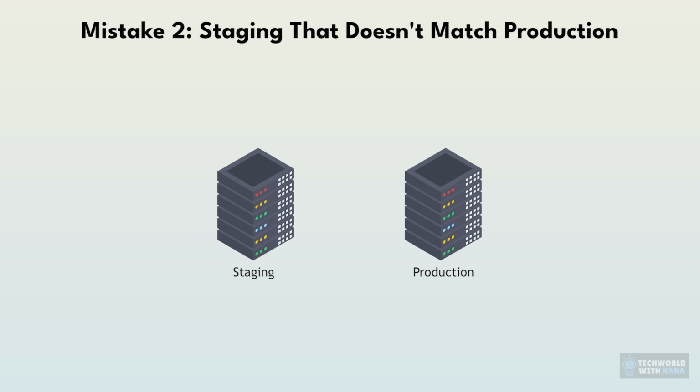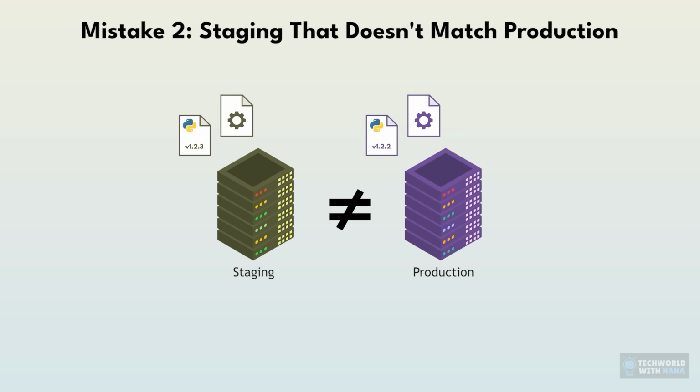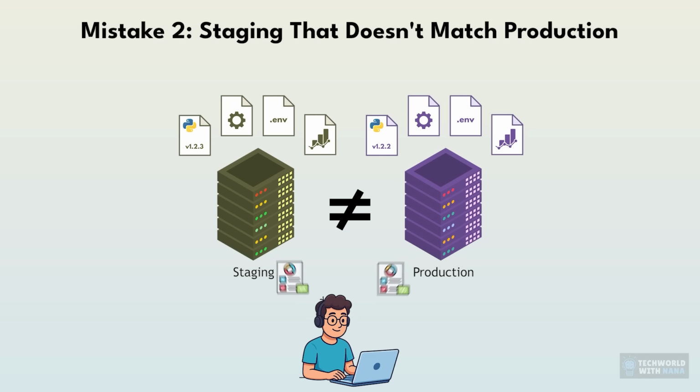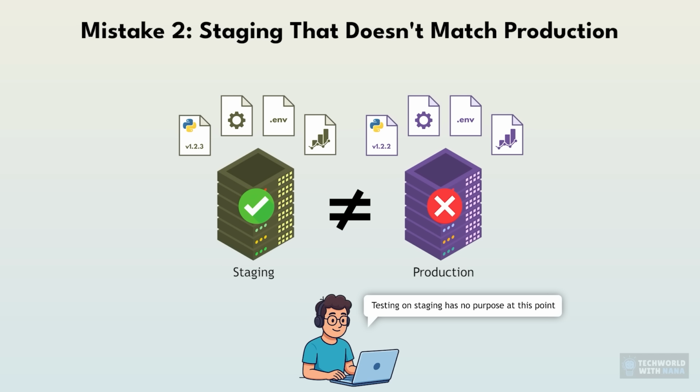Mistake number 2 is where staging does not match production or is not even close to production. And this is probably the most common one that I've seen, where the staging environment was set up at the same time as production. So there was a match at one point, but over time, it completely drifted. It has different versions of libraries, different configurations, different environment variables, different data volumes. So it kind of makes it useless, because testing on staging gives you false confidence. It doesn't tell you anything about how the application will perform in production.